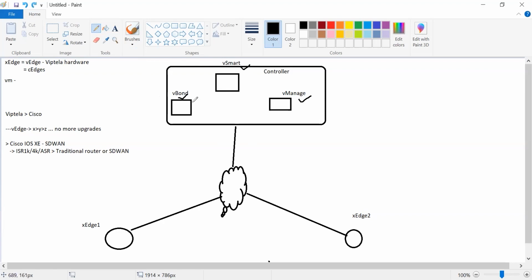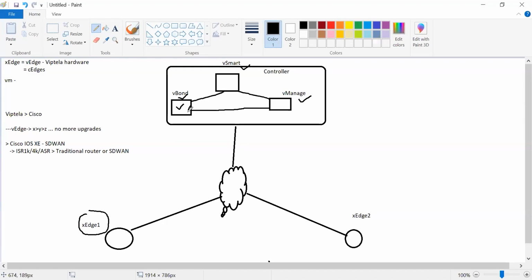Okay. Now these vBond, vSmart, and vManage have secure SSL/TLS tunnels permanently established between them to synchronize the whole network. By default, even these controllers don't trust each other. We need to install the certificate on all these SD-WAN devices, be it end devices, X edges, or controllers. We need a certificate on each and every device. Once their certificates are authenticated, only then can they start talking to each other in the SD-WAN context.